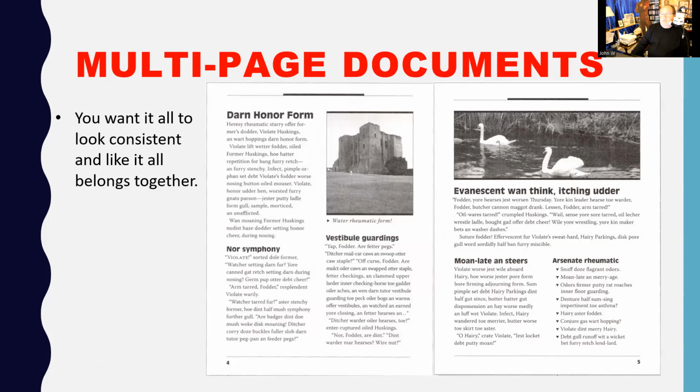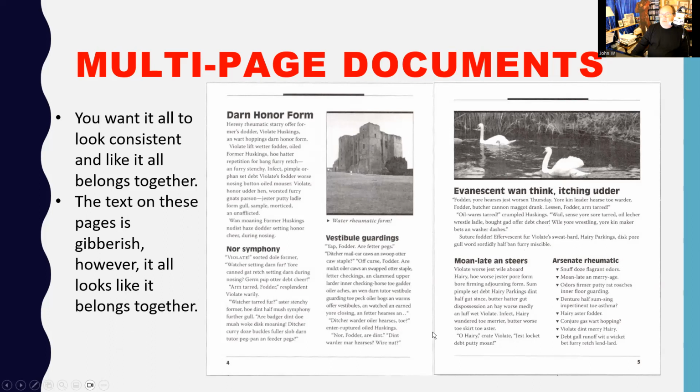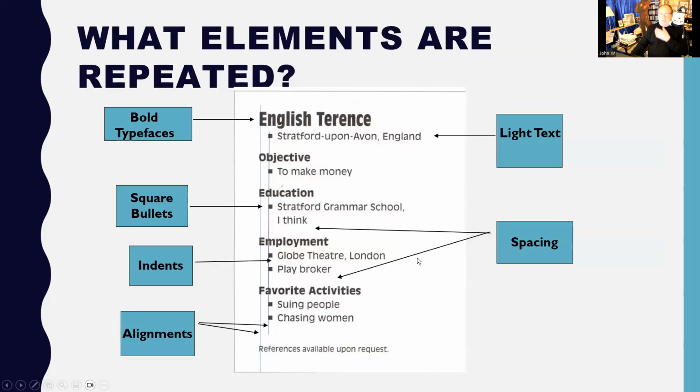So if you found these two pages separated, it might be pretty easy, even without the page numbers, to figure out that they go together. You found a pile of different paper. Now the text on this is basically gibberish. However, it looks like it all belongs together.